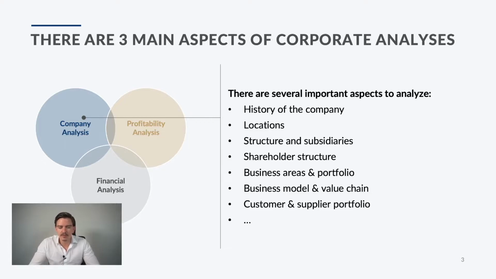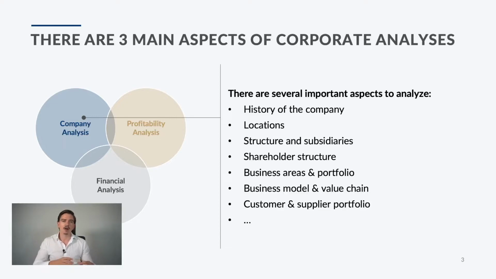Then obviously the business areas and the portfolio. So what kind of products does the company have? Is the portfolio diversified? Are they really focused in one market? Also the business model and the value chain. So how does the company actually make money? Is there a certain value chain that you can map out in order to illustrate and get a better understanding of the company?